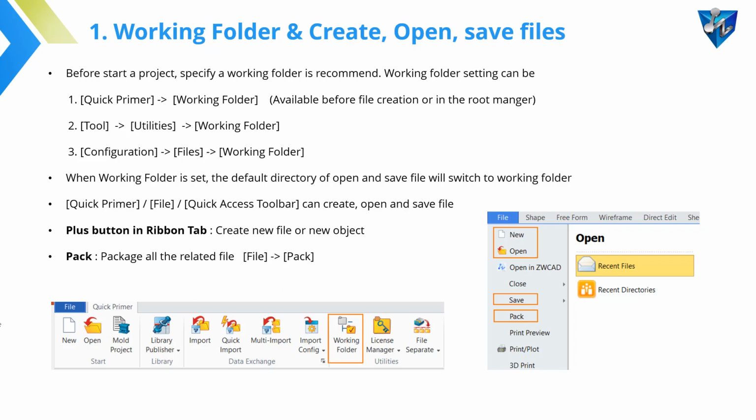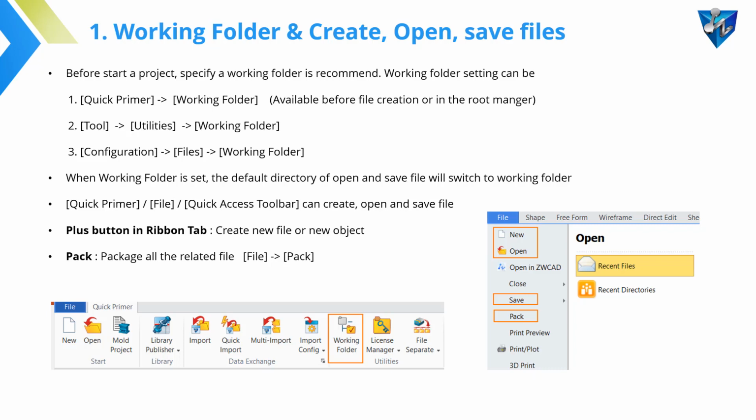Alright, if you want to create, open, and save file, you can use the quick primer as shown in the bottom left picture, or find it under the File menu. As you can see, in the quick primer, you can create your own working folder, create a new file, open the file, and under the File menu, you can also create a new file, open the existing file, and moreover, you can save the file and package all the related files by using the pack command. Moreover, you can also click the plus button in the ribbon tab to create a new file or new project.